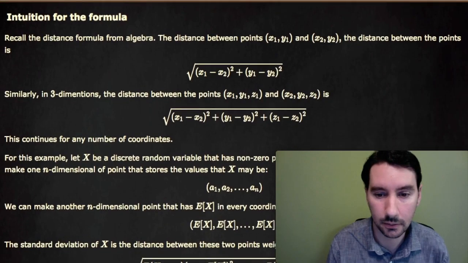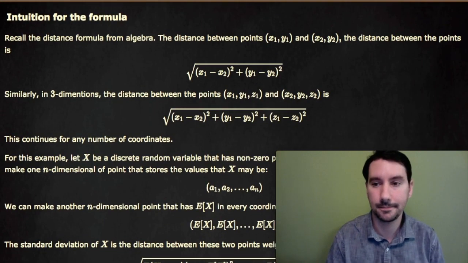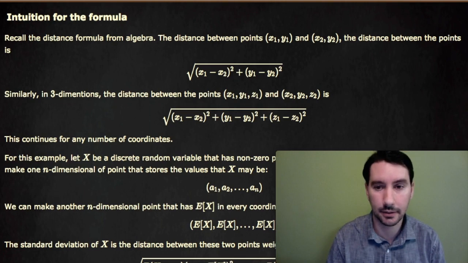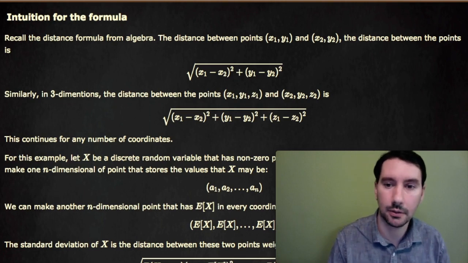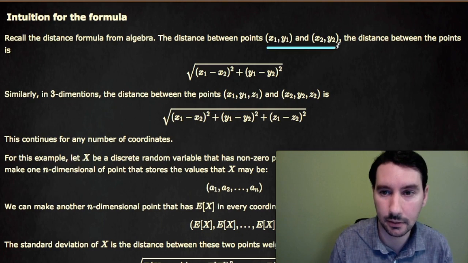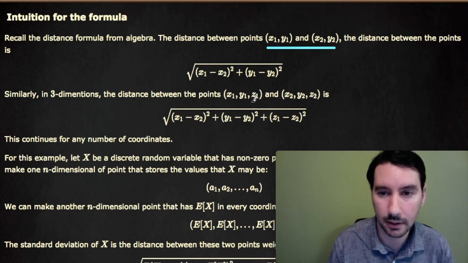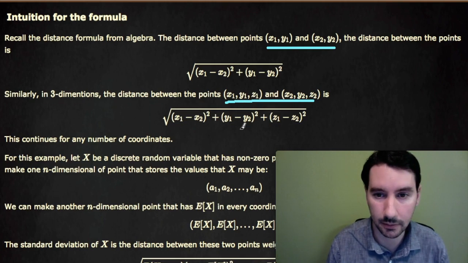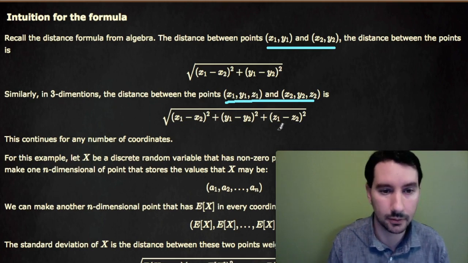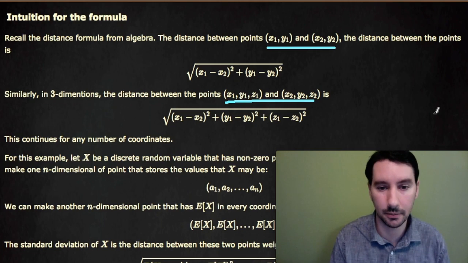So we're going to try to get an understanding by looking at this as a distance formula. If you remember, the distance between 2 points, x1, y1, and x2, y2 from algebra is x1 minus x2 squared plus y1 minus y2 squared, and then you take the square root of that. And then in 3 dimensions, if we have a point x1, y1, z1, and x2, y2, z2, you just take the difference of all the coordinates squared and square root it. So it's x1 minus x2 squared plus y1 minus y2 squared plus z1 minus z2 squared. And you could continue this for any number of coordinates.